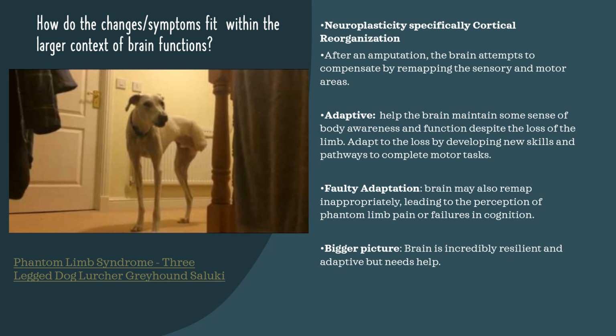However, there is also faulty adaptation. The brain isn't perfect, although it is mighty, and it can remap inappropriately, leading to the perception of phantom limb pain or failures in cognition, for example, trying to use that missing or non-existent limb, demonstrating the brain's imperfect adaptation process. Phantom limb syndrome demonstrates how amazingly adaptive the brain is to overcome and adapt to a massive loss by reorganizing structures in the brain.